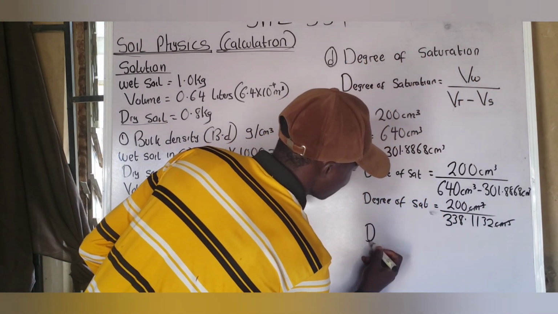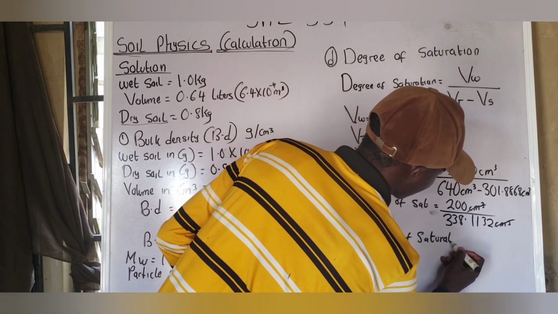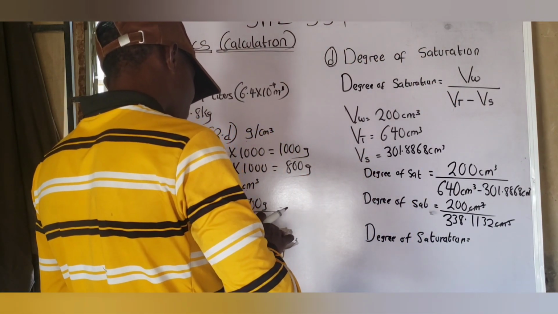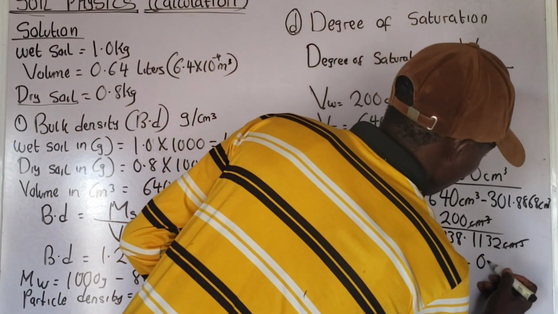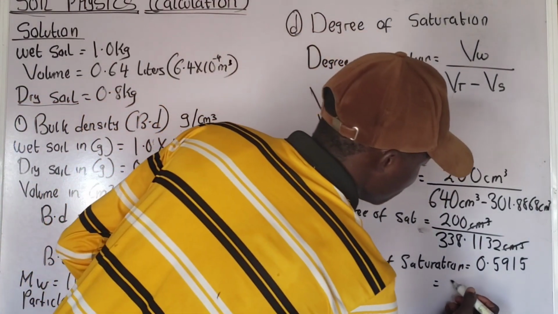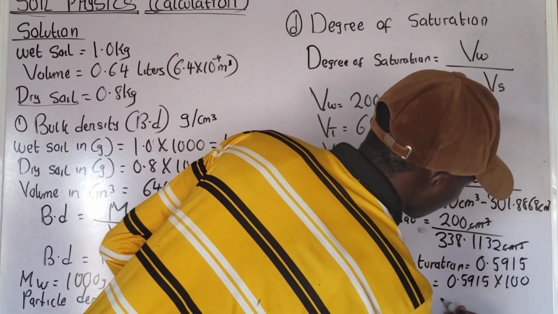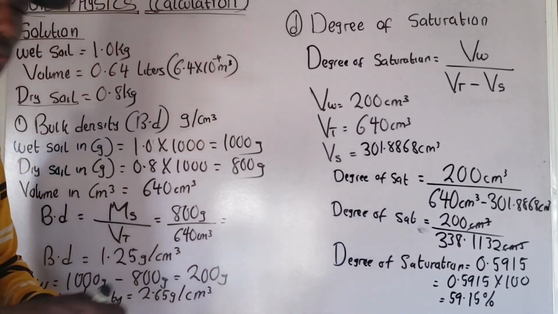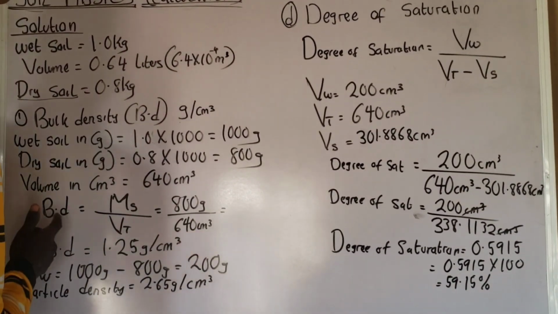So the degree of saturation is equal to 200 divided by 338.1132. That will give us 0.5915. So the degree of saturation in percentage will be 0.5915 multiplied by 100. That will give us 59.15%. You understand? That is the degree of saturation in percentage. Because you understand the solution to the question, that is the right solution.